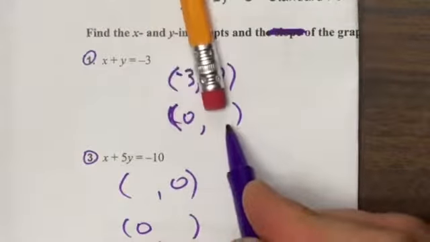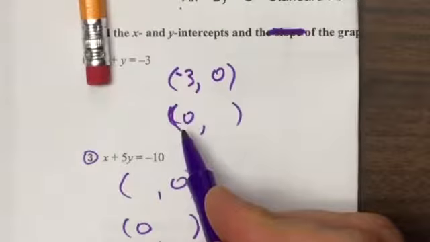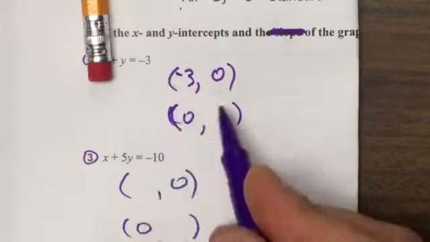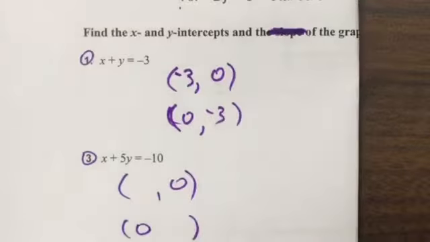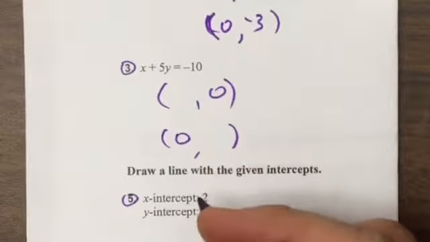When I'm talking about the y-intercept, my x is 0, so this guy goes away. Y is equal to -3. So there's that one. Okay, now not all of them are going to be that easy, as you'll soon see.